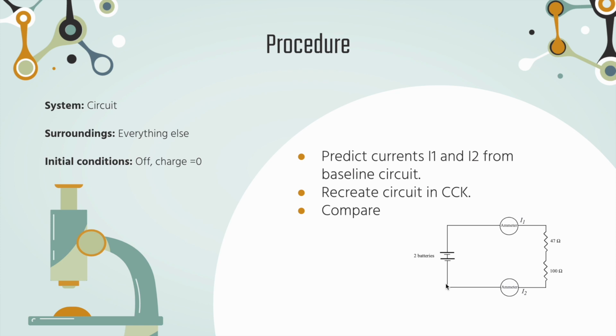To start with the procedure, the system is a circuit, the surroundings are everything else, and the initial condition when it's off is that the charge is 0. What we're going to do first is, based on this circuit, predict the currents I1 and I2. Then we're going to recreate this in CCK, which is the software we're going to be using for the circuits, and compare the values.